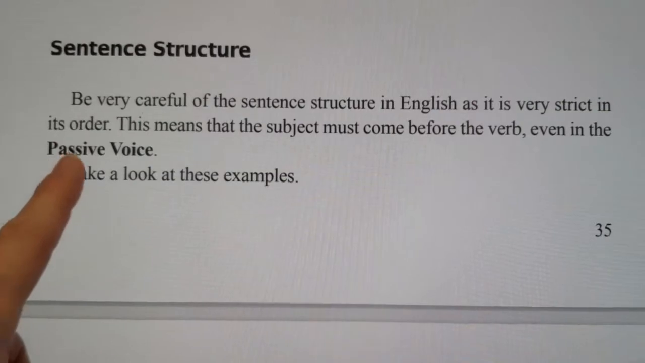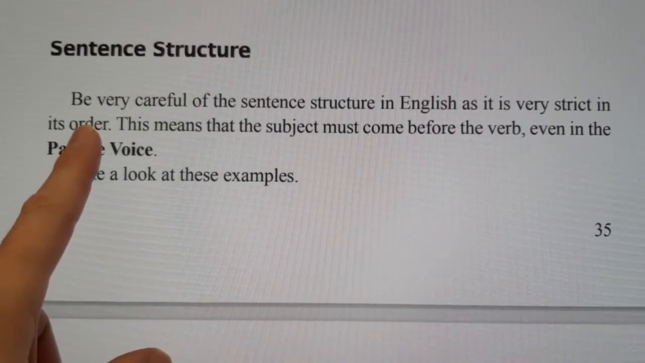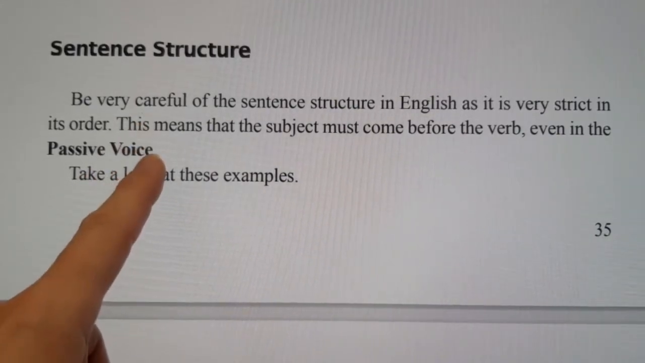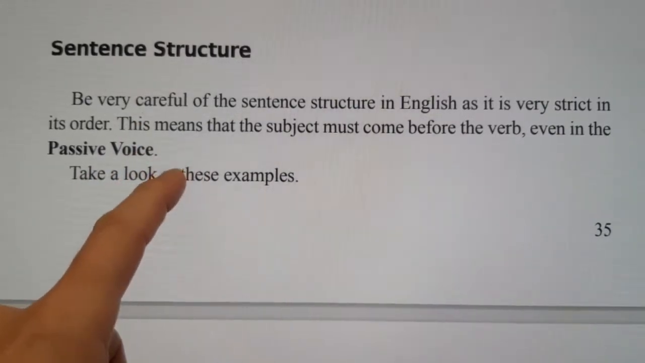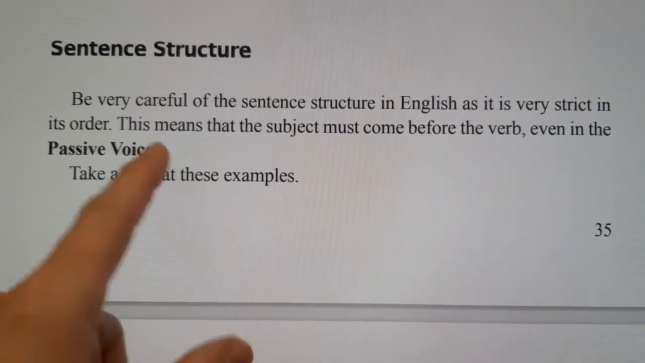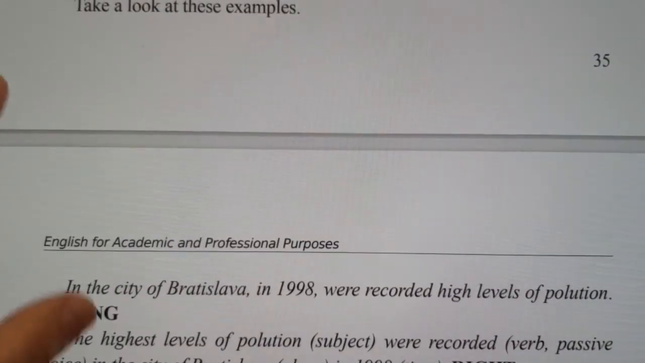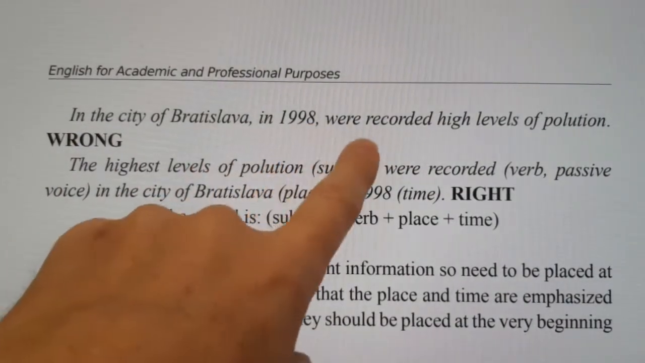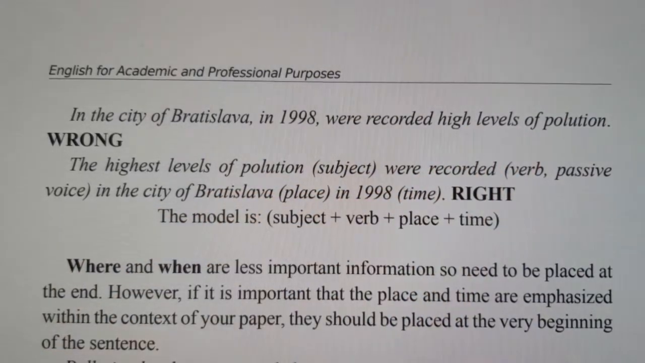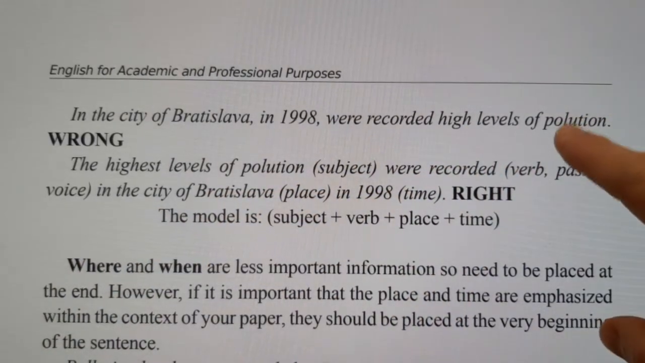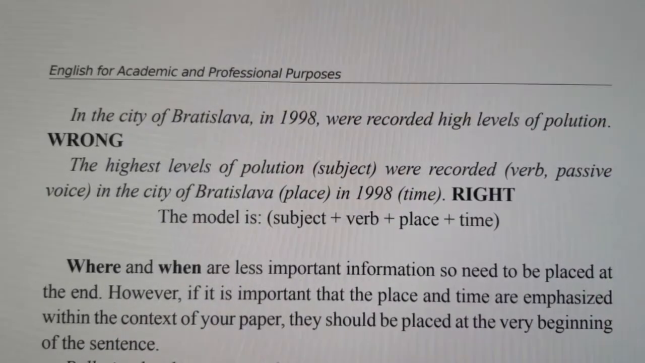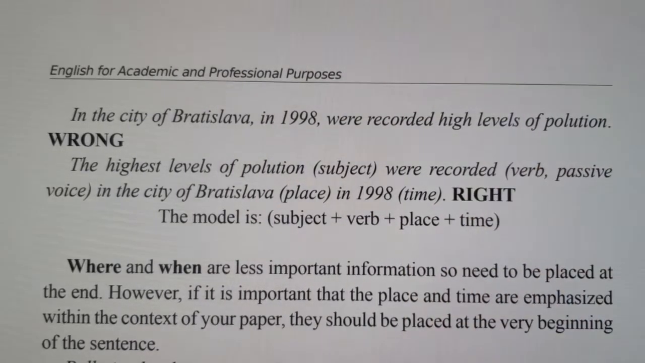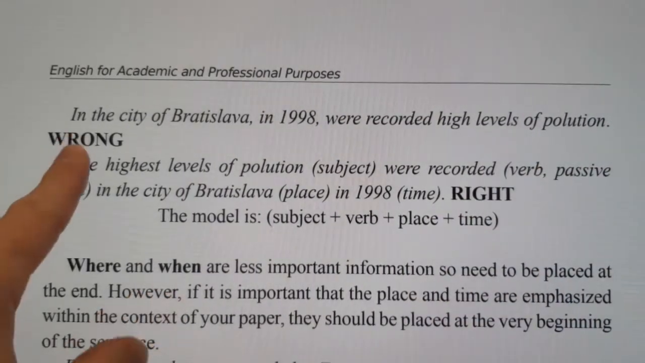You also need to be careful about sentence structure. We do have rules that are maybe a little bit different than in Slovak, French, Italian, and other languages. If you look at this example here, "In the city of Bratislava in 1998, were recorded high levels of pollution", this is also a typo, it should be two L's, pollution, P-O-L-L. I apologize, there are many, many mistakes in this book here. This is wrong.